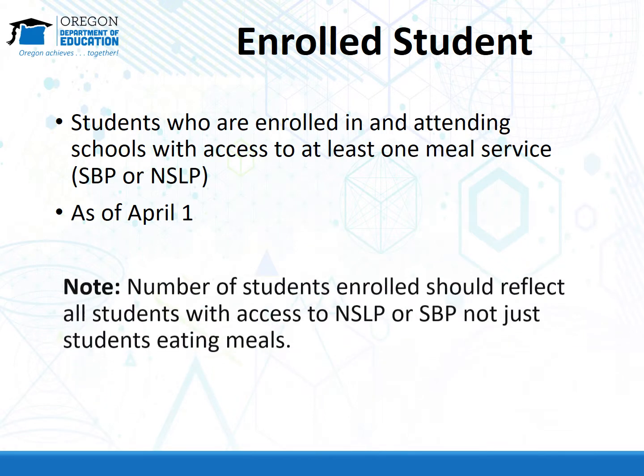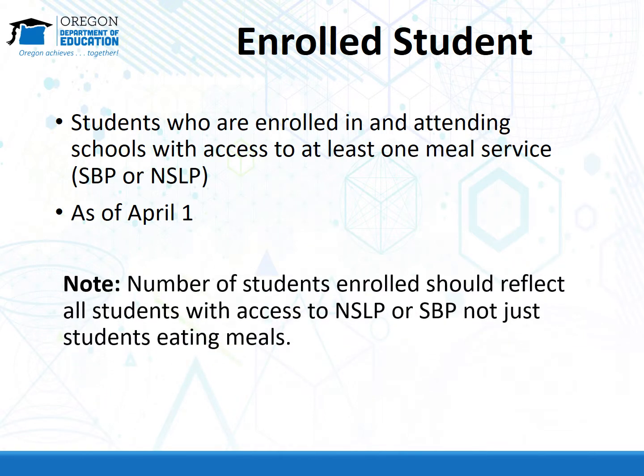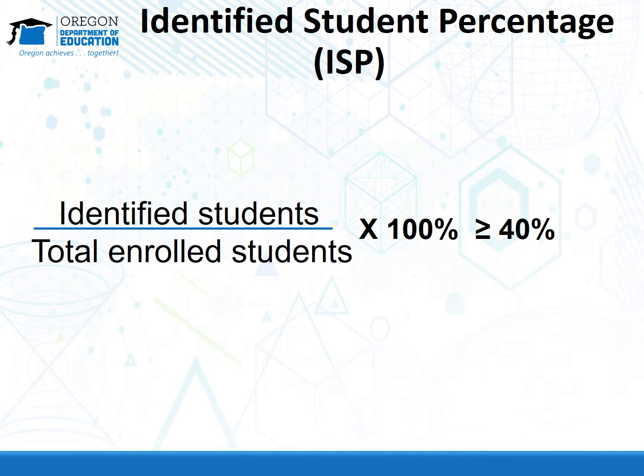Please note that the number of students enrolled should reflect all those students with access to the National School Lunch Program or School Breakfast Program, and not just those students eating meals. Pre-K and Head Start children may be included if they may participate in the National School Lunch Program or School Breakfast Program. The identified student percentage is the count of the identified students divided by enrollment. The resulting decimal is then multiplied by 100 for it to become a whole number.